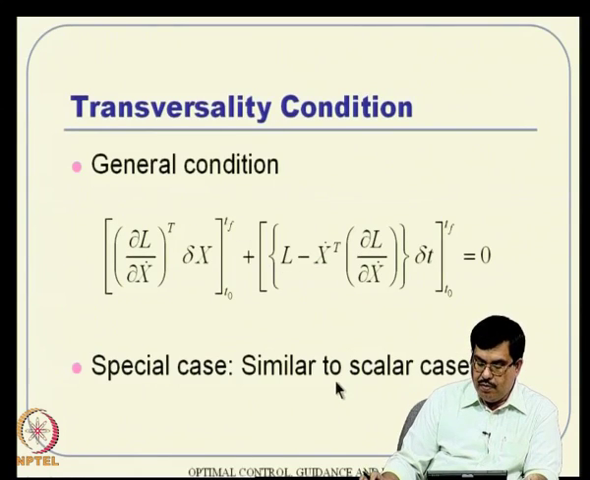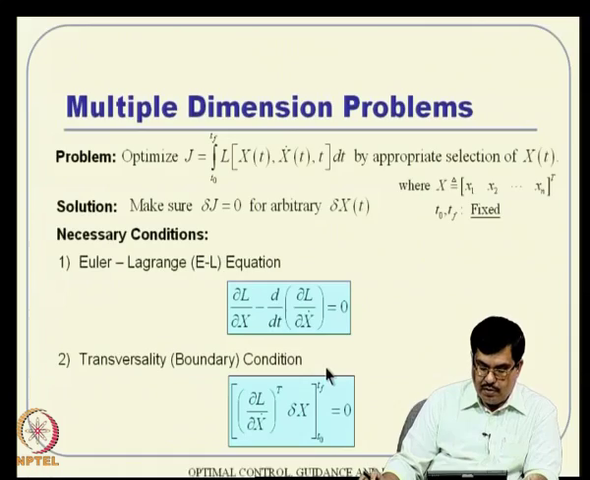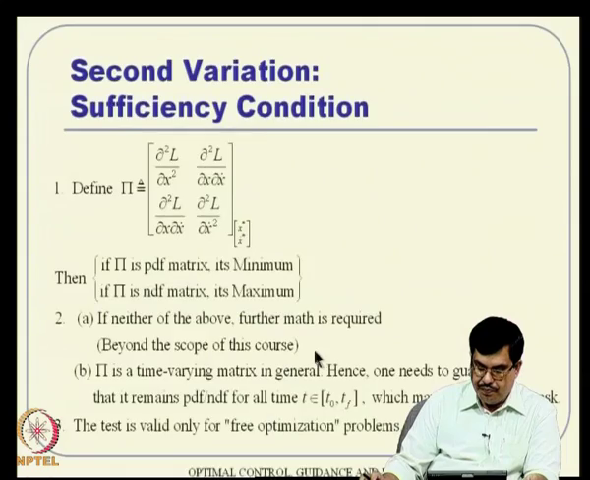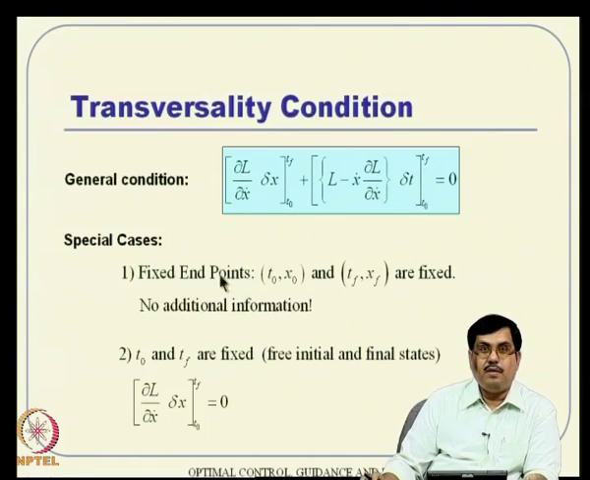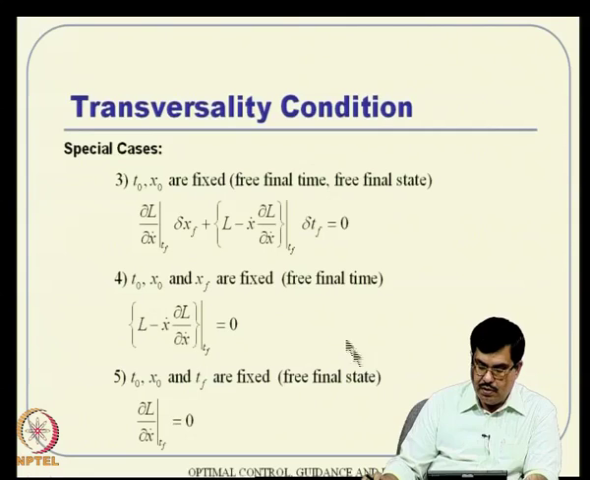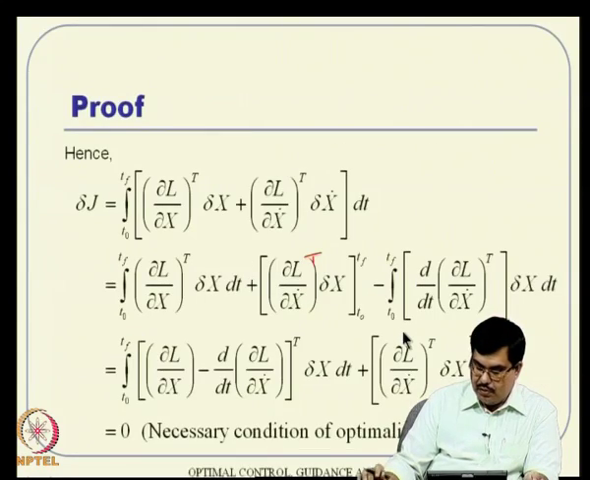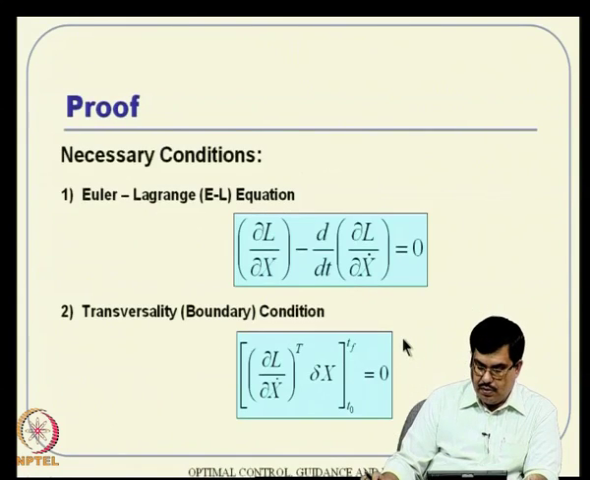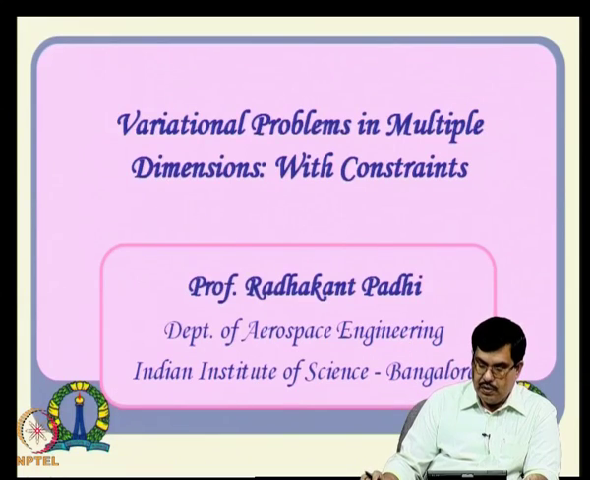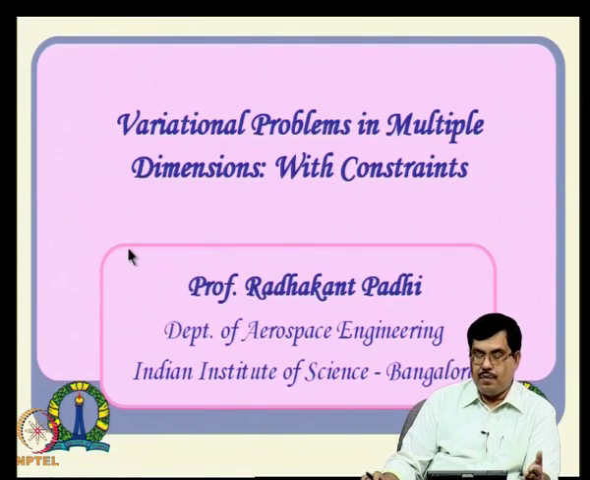And the special case is very similar to the scalar cases, and remember these are the cases that I am talking about. That means either fixed endpoint or partly fixed, or t naught and t f both are fixed, or the states are free. That kind of conditions we are talking about here, and everything will be very parallel to what you have discussed there. Just that you have to be slightly careful about your algebra. All right. So, this is the condition that is there. Now, that is all about free optimization, which is very parallel to the scalar case.